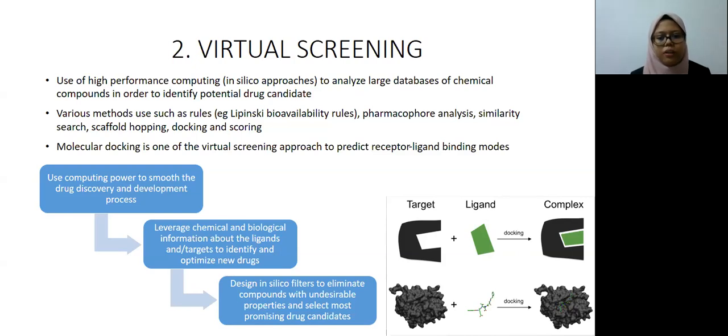For virtual screening, we can use many various methods other than molecular docking, such as pharmacophore analysis, similarity search, scaffold hopping, and many more. For the virtual screening, we will design in silico filters to eliminate compounds with undesirable properties, and we will select the most promising drug candidates.